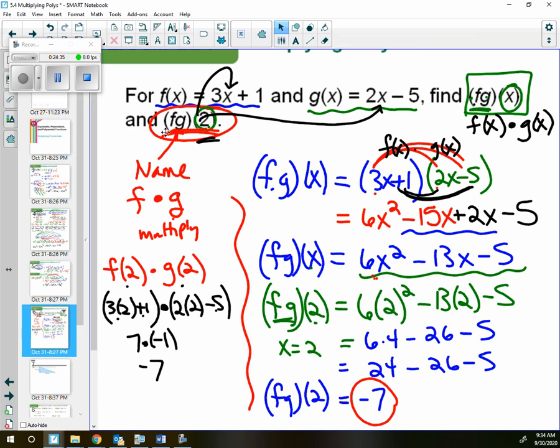I wanted the rule as well. It said I wanted f times g of x, so I did the rule, but you can also just evaluate each of those functions and then do the operation together. F times g, that's what that means. So function notation is another way we can express products.